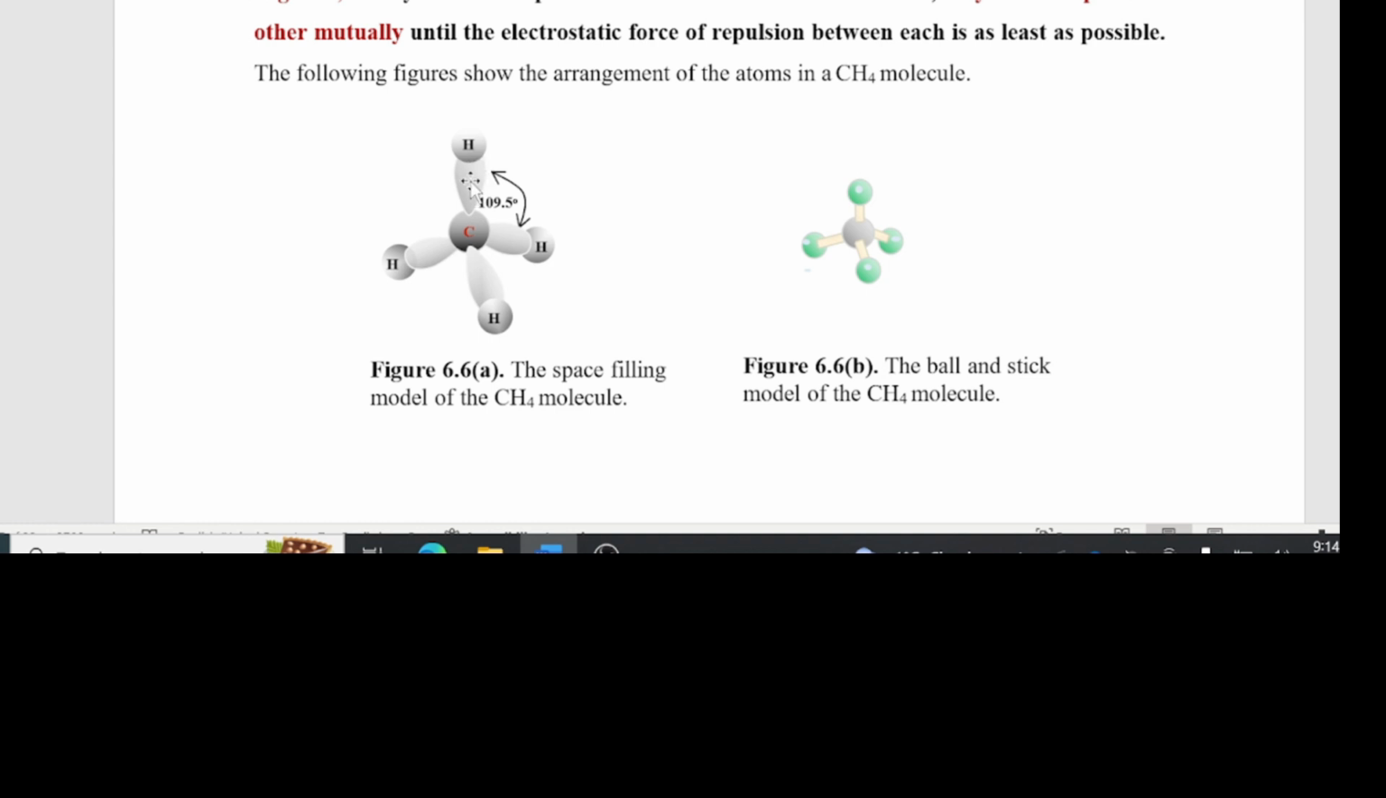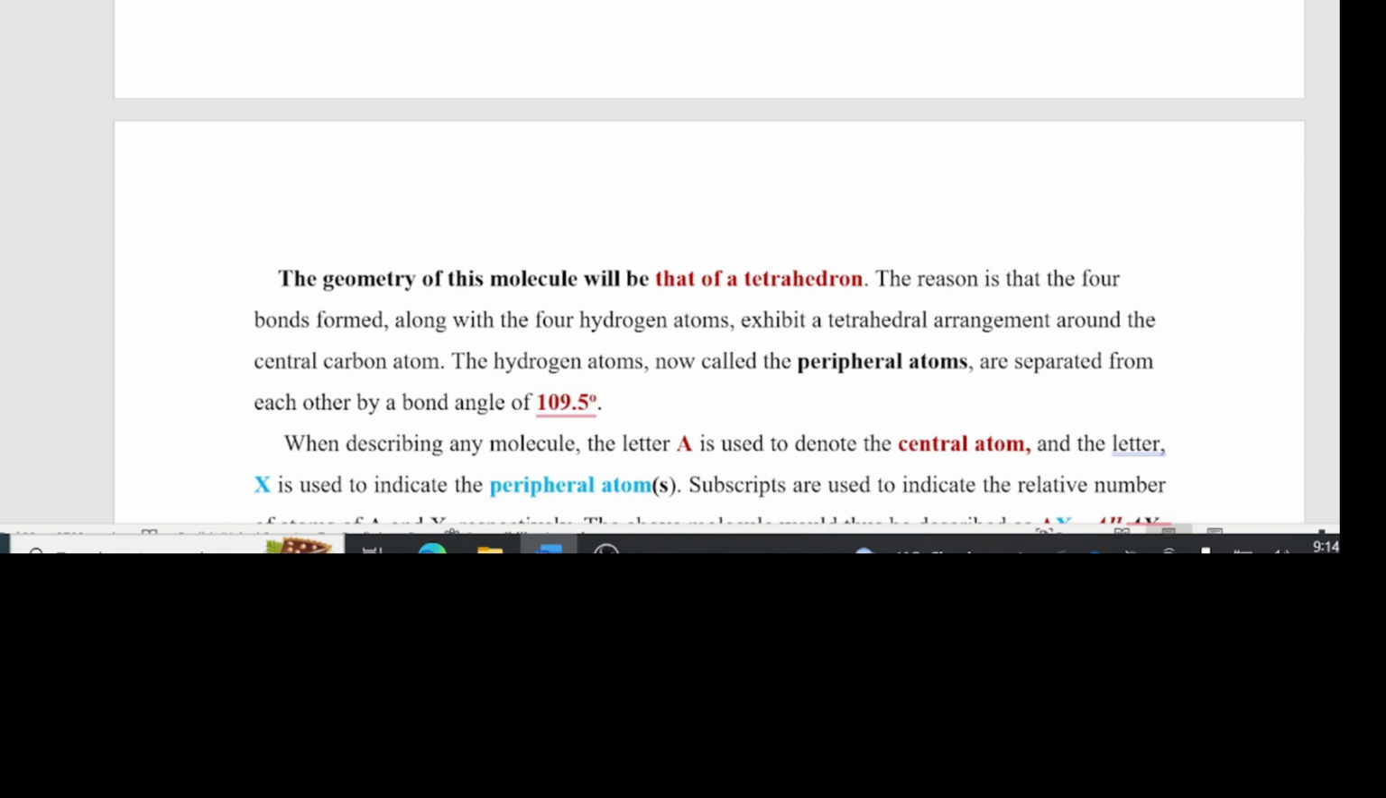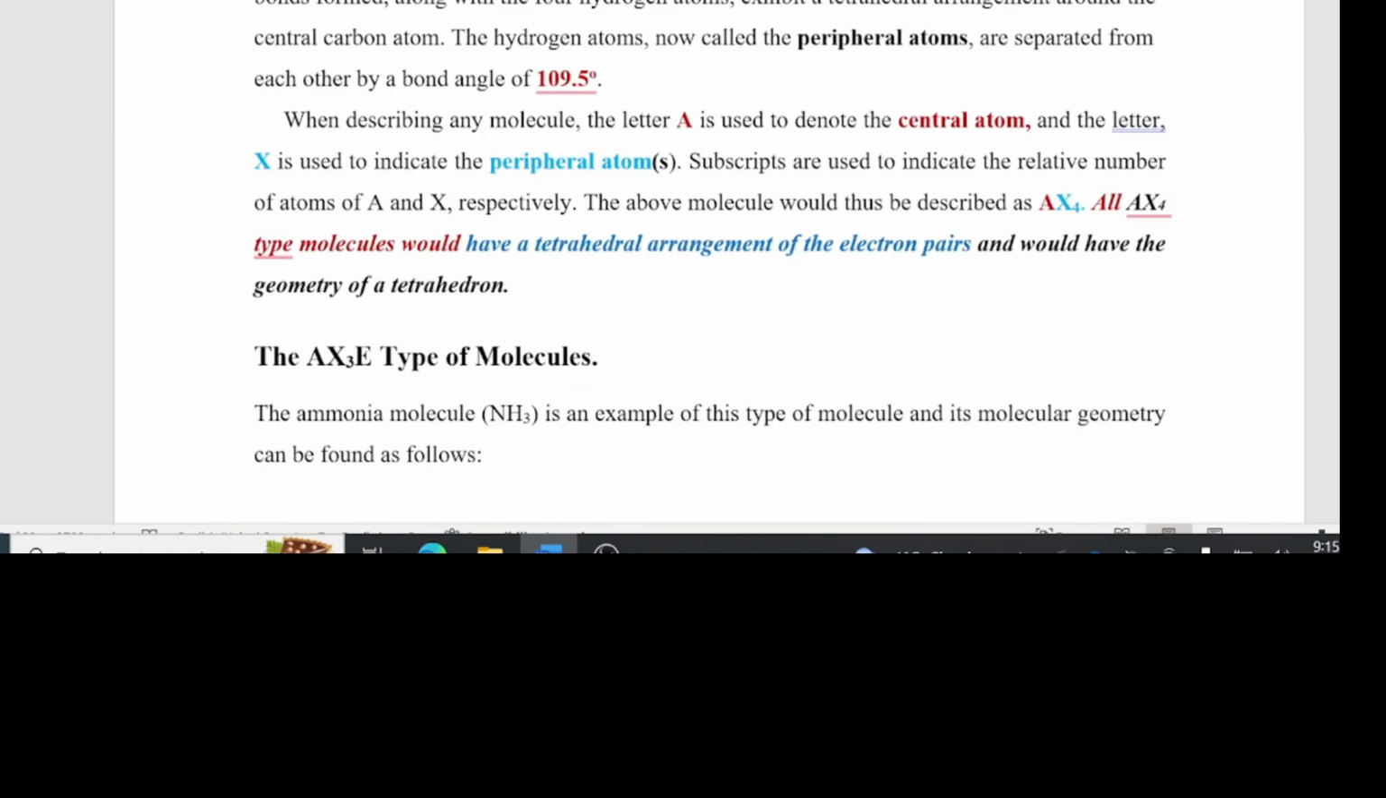So the only geometry that this will have will be where you have the central atom here, and the hydrogen atoms will be around it in this fashion here. And this is called a tetrahedral arrangement. The geometry of this molecule will be that of a tetrahedron. When describing any molecule, the letter A is used to denote the central atom, and the letter X is used to indicate the peripheral atom or atoms. Subscripts are used to indicate the relative number of atoms of A and X respectively. The above molecule will be described as an AX4.